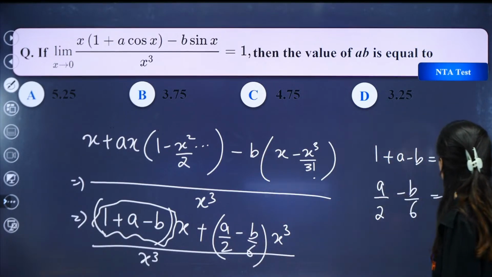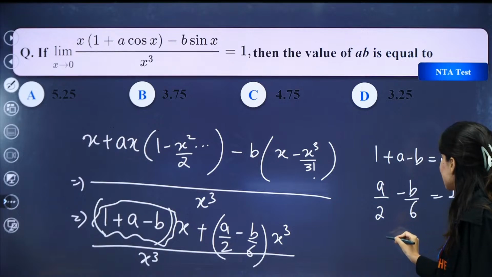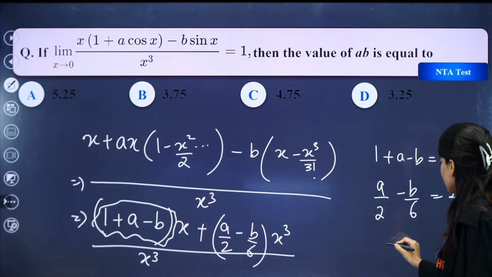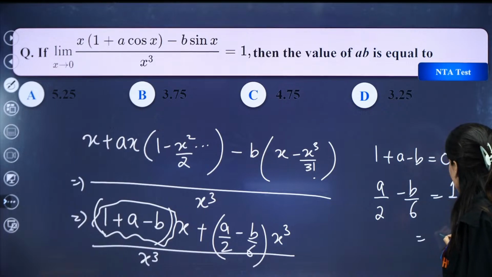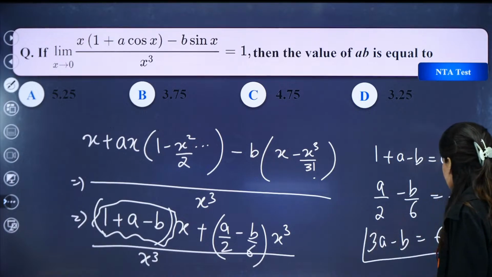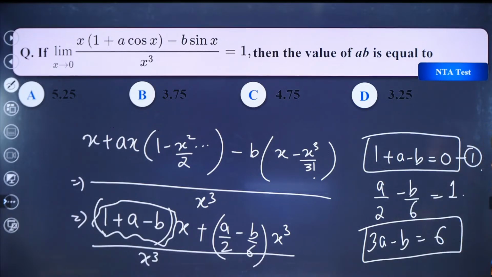This is your limit value, which is equal to 1, which will give you 6a minus 2b is equal to 12. So let's take 6 as an LCM. If I take 6 as an LCM, it is going to be 3a minus b is equal to 6. Yes, solve these two.